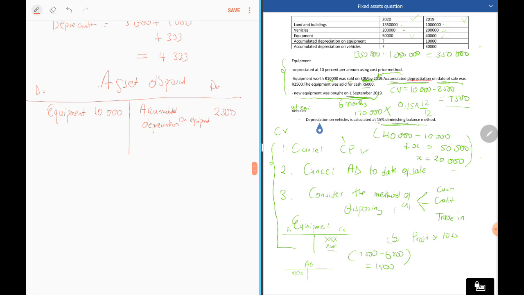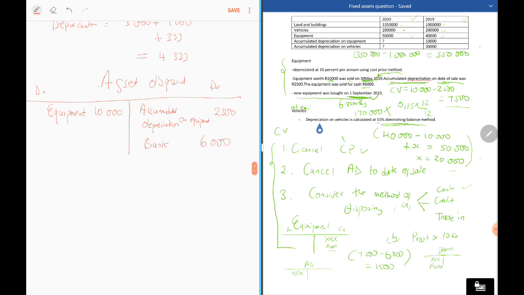The third step, consider the method of disposing. We disposed it for cash, right? We sold it for cash. So we are going to do what? We are going to debit bank account, contra account, asset disposal. So we're going to debit. So it means since you debited bank account here, we credit the asset disposal. Contra account is bank, right?